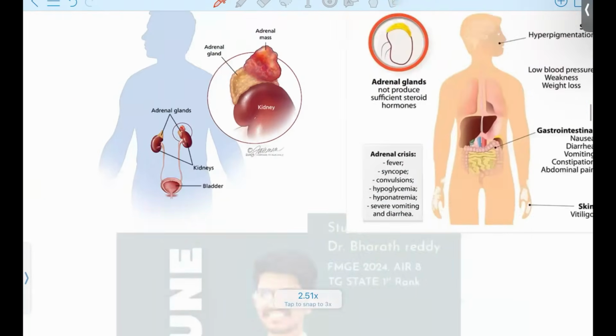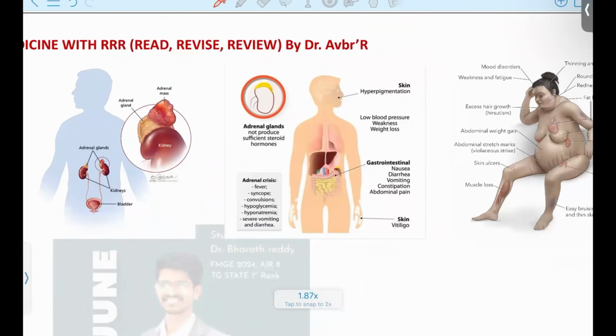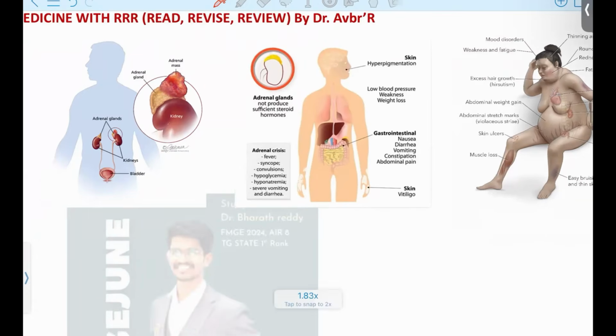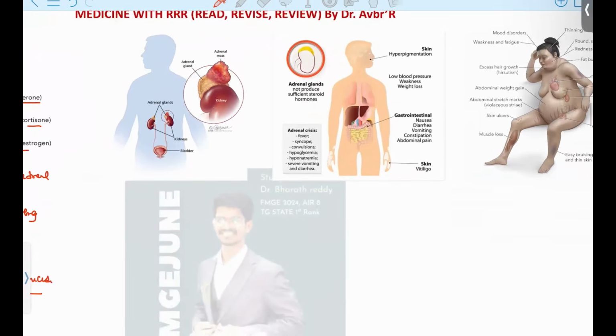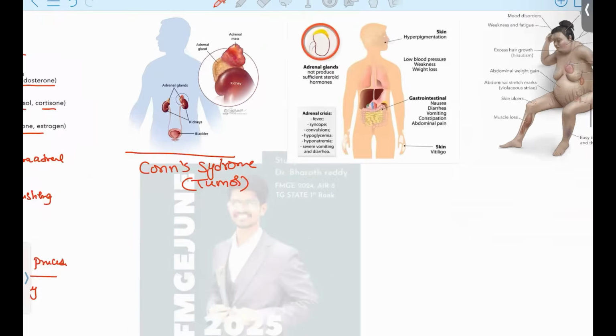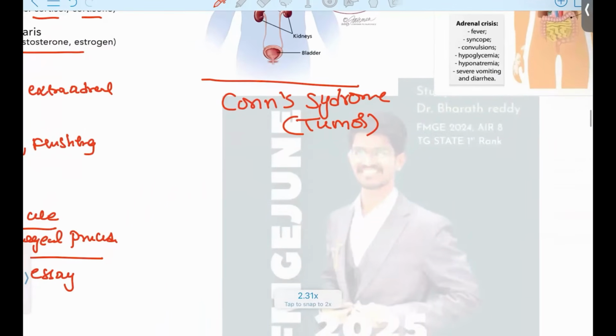Next, moving on, we have already completed the inner layer, so the medulla is completed. Now we are moving on to the outer cortex hormones. The first one is Conn's syndrome. What is Conn's syndrome? This is a tumor of the glomerulosa. In this patient, the aldosterone is produced in excess.